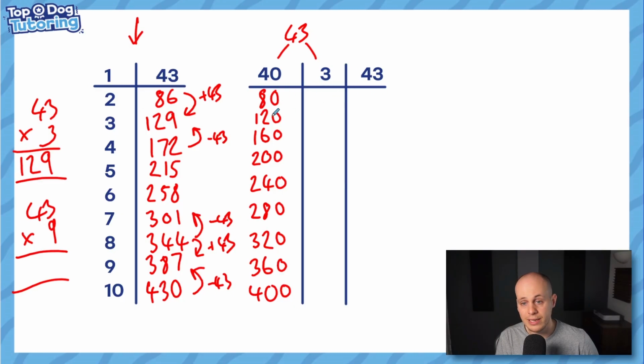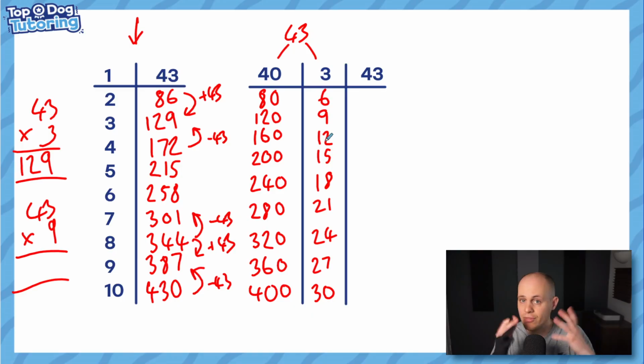We're going to make sure to keep it in line though, because we're going to have to add these up in a second. So if they're all wonky, we're going to get confused. So we've got 3, 6, 9, 12, 15, 18, 21, 24, 27, and 30. And now watch, it's as simple as this. You just have to add the parts together and you'll find that we're going to get the same answers as we got here on the left.